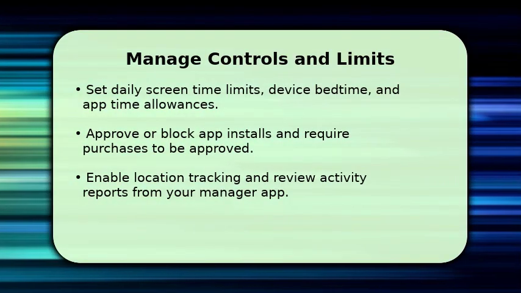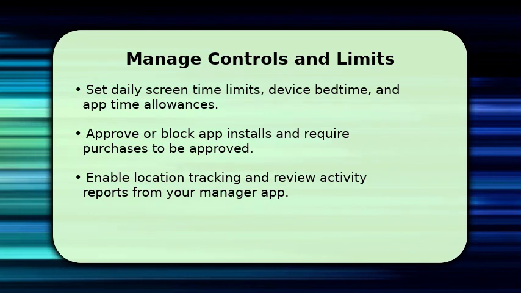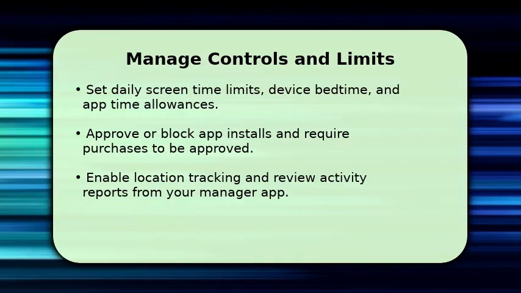Open the Family Link Manager app to set daily screen time limits and device bedtime for the child. Configure app-specific time allowances and set timers for individual apps as needed. Require approval for app installs and in-app purchases so you can approve or block them from your device.